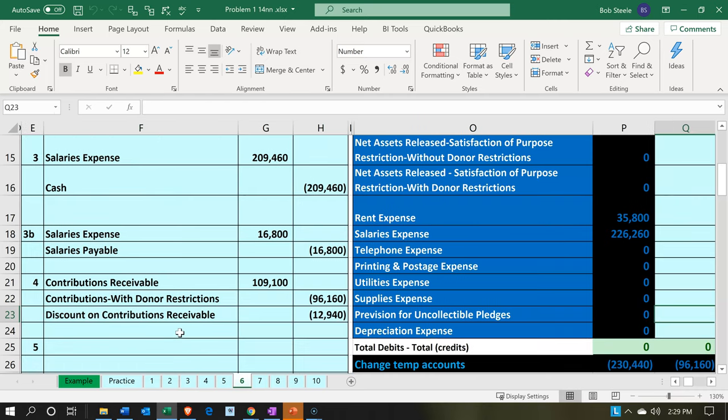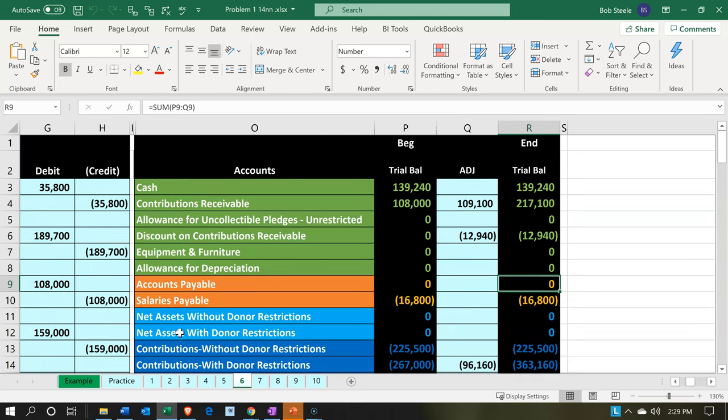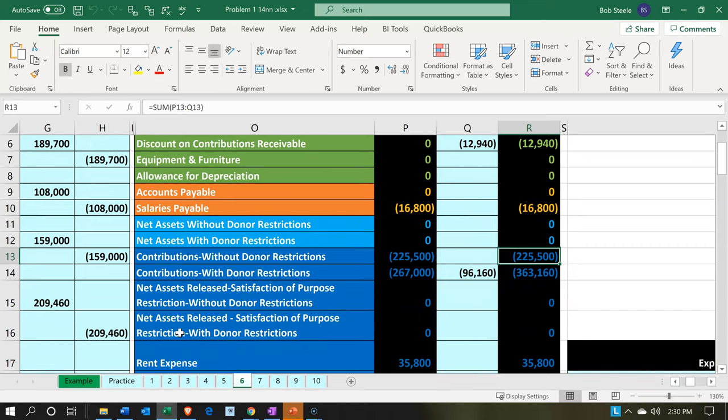What does that look like on our chart of accounts here? We've got the receivable. The receivable is going to go up. People owe us money, so we're going to show that. And then we're going to have this account that's similar to an allowance account. It's a contra asset account. This is going to tell our reader, hey, look, this is how much we expect to receive total on receivables minus what the contra account is going to be, the 12,940 in this case, and that will give us then the net receivables. And then if we scroll down below, we've got the contributions with donor restrictions down here.